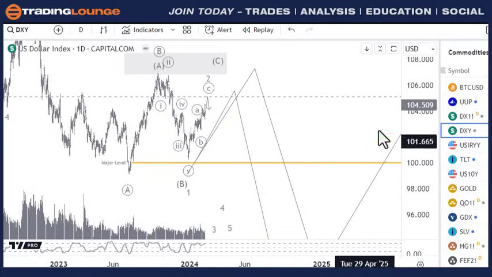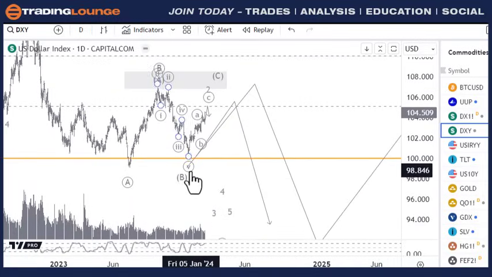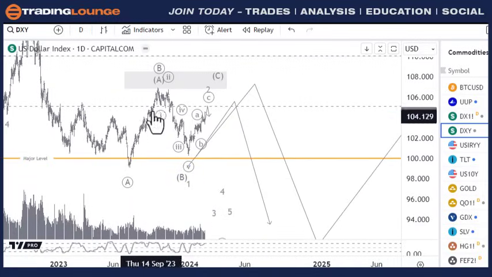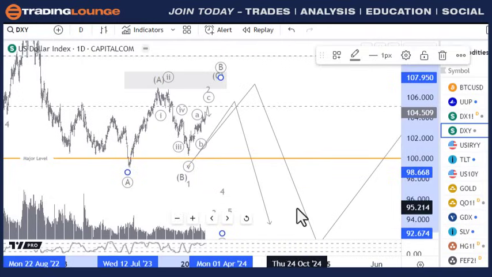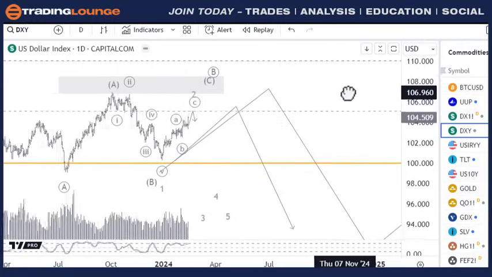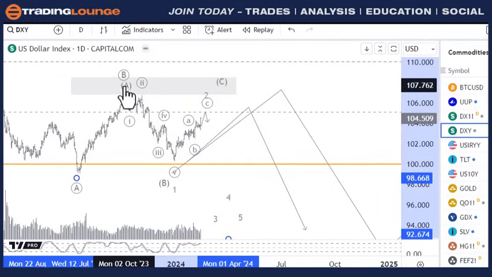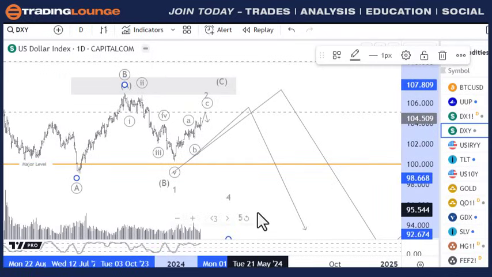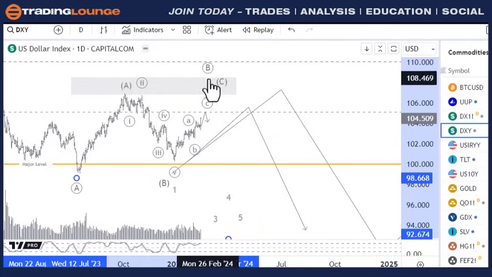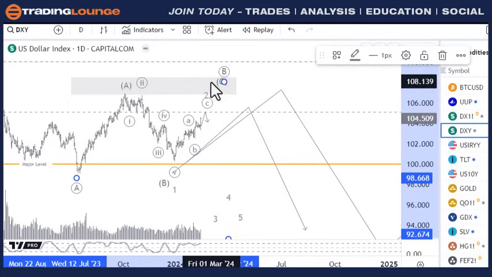I just want you to understand that in one way or another, we need an A and a B and a C wave here for the B wave, and then we come down, or we can put the B wave over here and come down for 1, 2, 3, 4, 5. So there's two ways of looking at it. But this move up here, we'll see oil go up at this point.